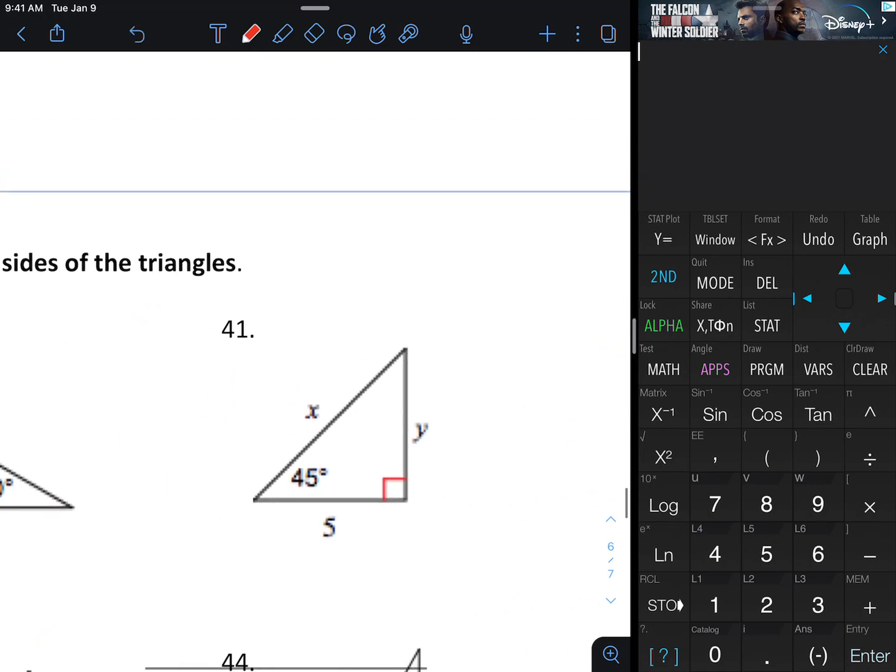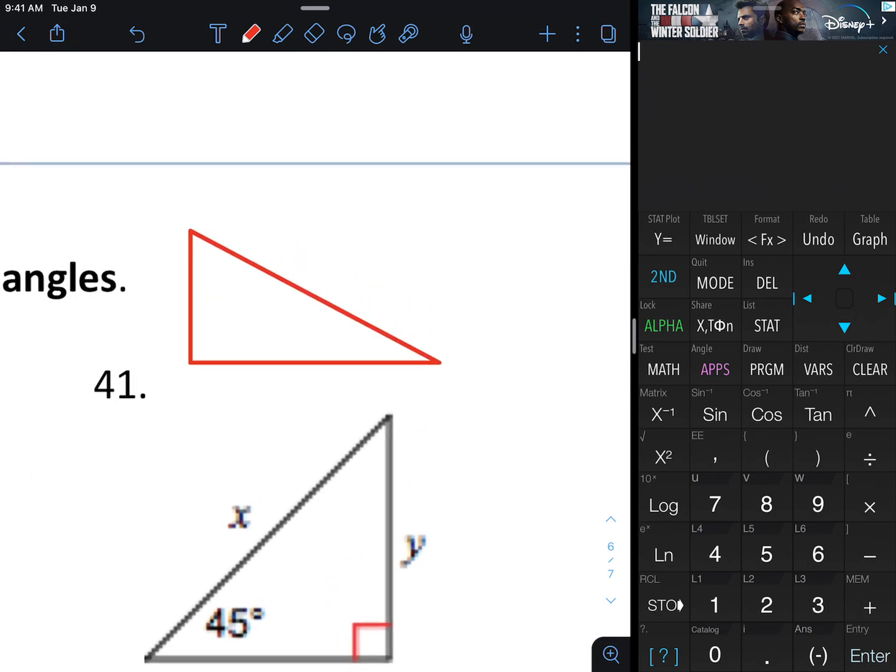Well, I was trying to. Okay. No. Doesn't like my triangles. Okay.